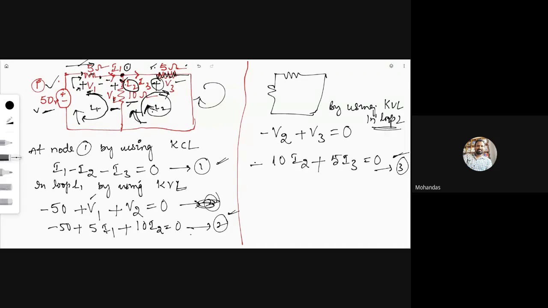So how to solve this equation? From equation 3, this implies 5I3 equal to 10 into I2, which implies I3 equal to how much? 2 into I2.